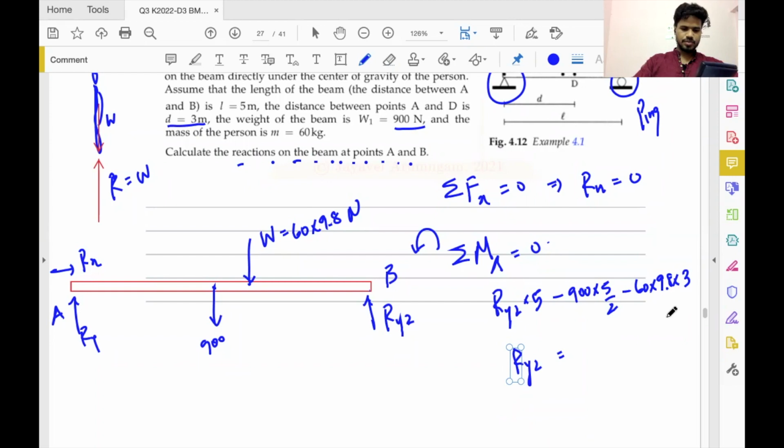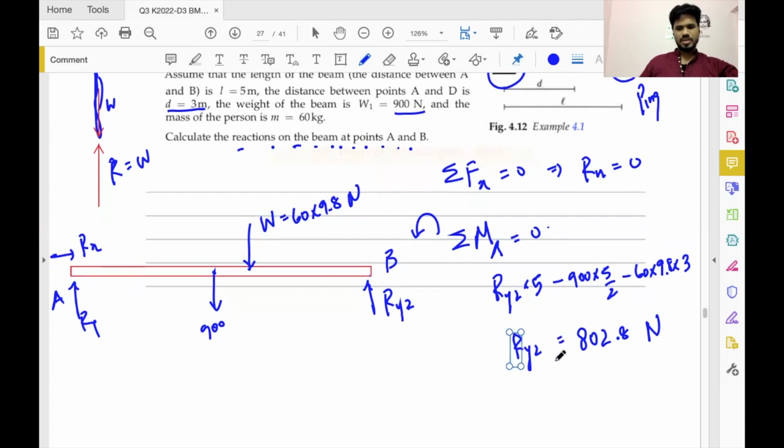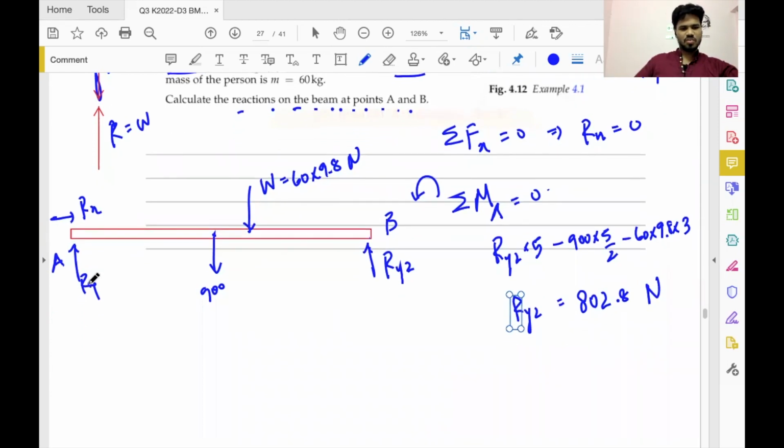60 into 9.8 into 3. 4014 divided by 5, right? 4014 divided by 5 is 802.8. All these things are in Newton meters, so yeah, this should be in newtons. Once we know Ry, we can find this Ry or Ry1.